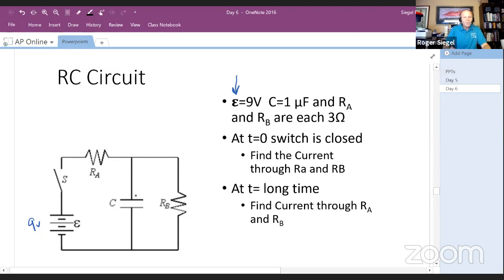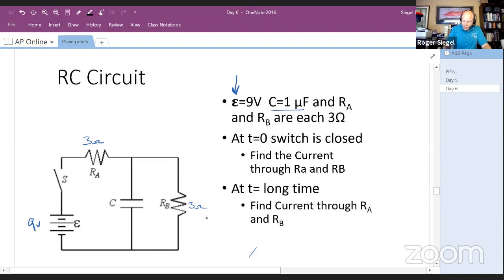And I'm not going to write the value of this capacitor because it doesn't become important in this problem, but it certainly is something we're given. Each of these resistors is 3 ohms. Okay, so we've got 3 ohms here and 3 ohms here. Sometimes OneNote does that to me, especially if I try and draw something really tiny. All right, so 3 ohms, 3 ohms.